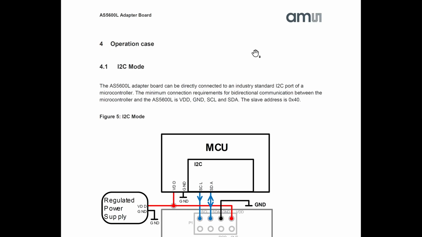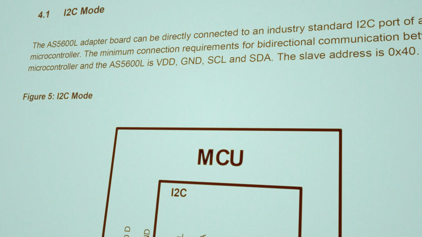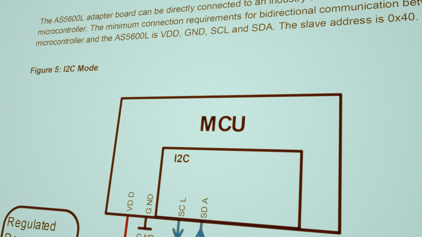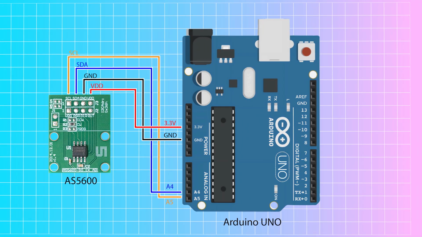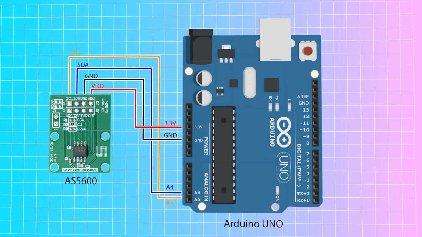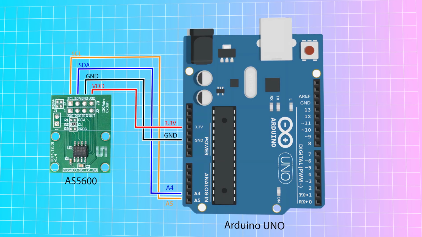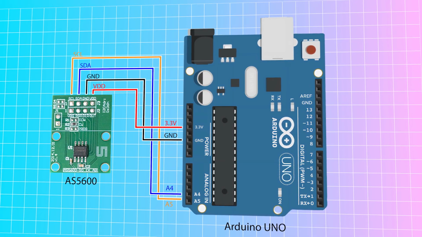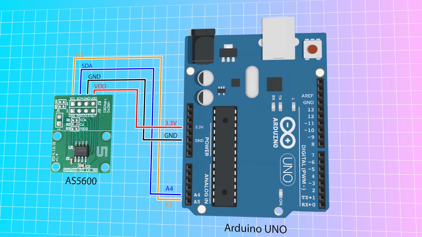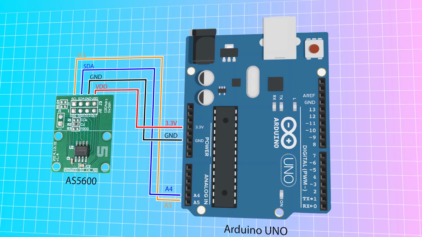The easiest way to connect the AS5600 sensor is via the I2C protocol. So connect the SCL line of the sensor to the Arduino Uno's A5 pin, SDA to A4, GND to GND, and finally VDD to the Uno's 3.3 volt pin. And that's it. Now let's see how to code this thing up.